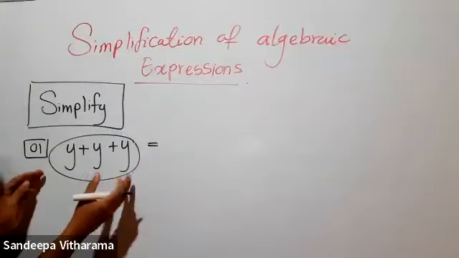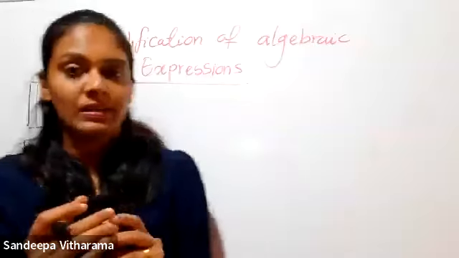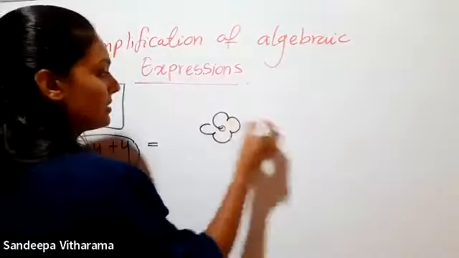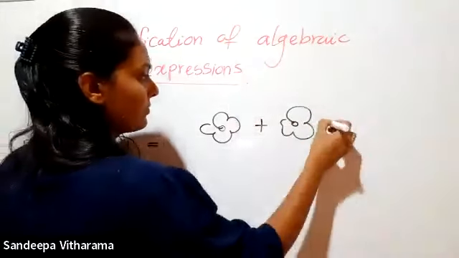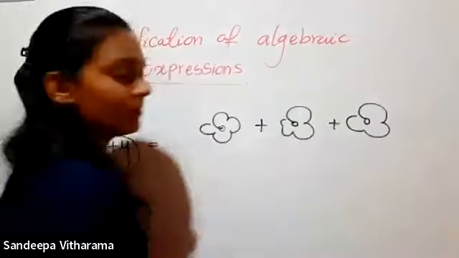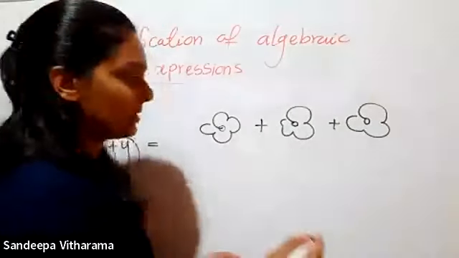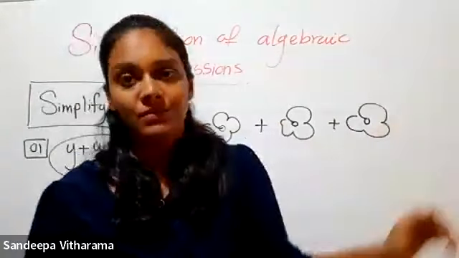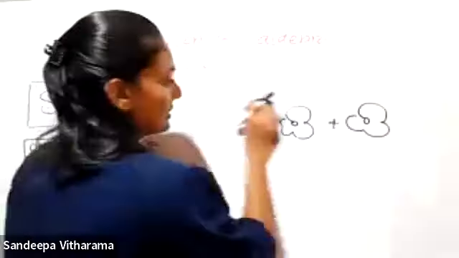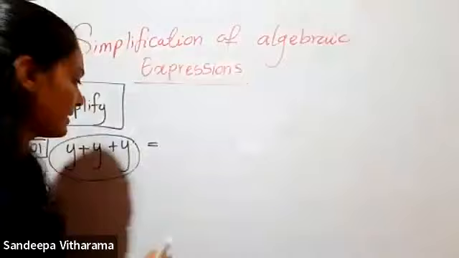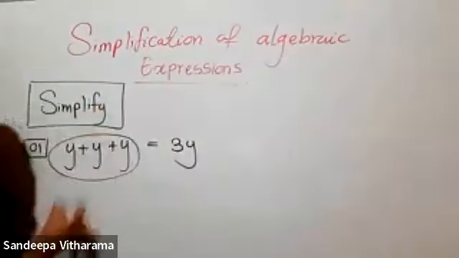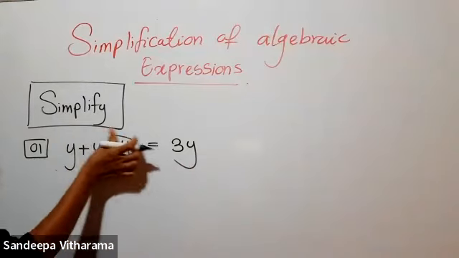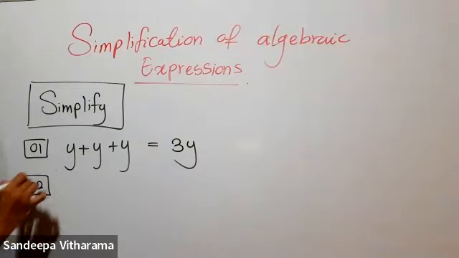But in this case, if there are 3 flowers, you may just think that the same type of 3 flowers are there. Then I can say there are 3 flowers, instead of saying one flower, one flower, one flower, which is too long. There are 3 flowers. So like that, here I can say it is 3y. Okay? This is called the simplification of an expression. Then like terms can be simplified, but unlike terms cannot be simplified.